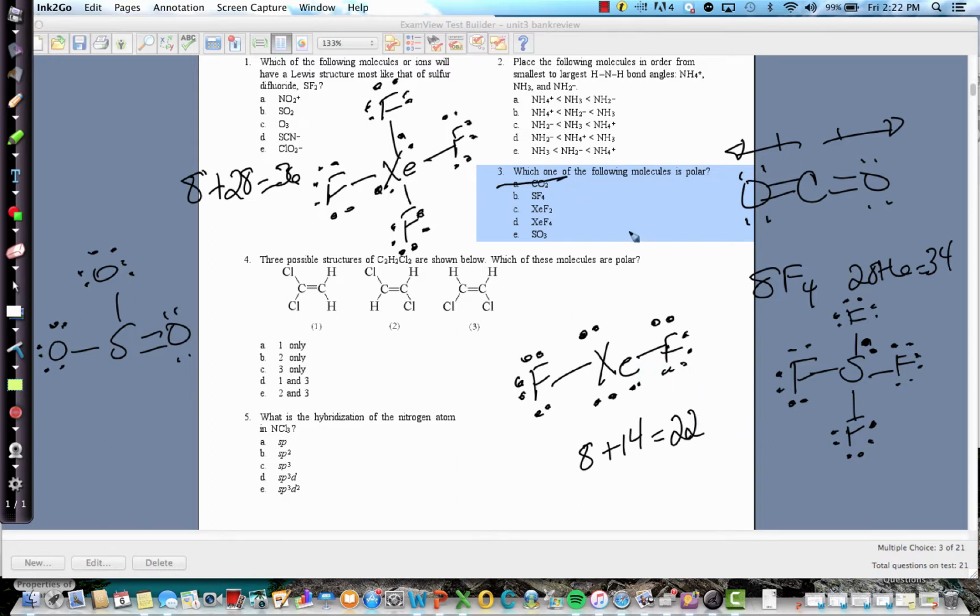Now let's look at the next easiest one, which would be this one. If I look at the sulfur atom, I've got 1, 2, 3.